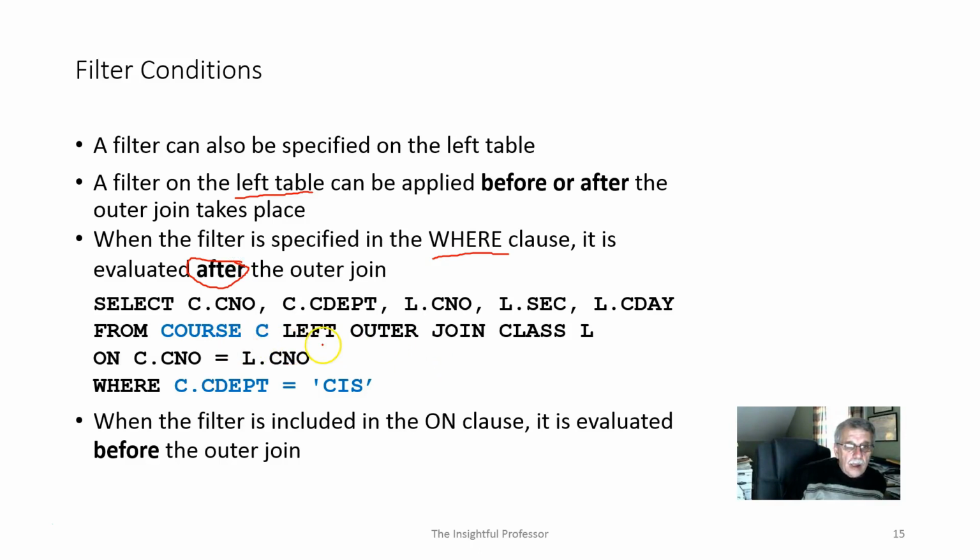So here the left table is course, and we're doing a left outer join. So here's your join condition, and then we're doing a filter on the course table in the where clause. So this is saying do the outer join and then afterwards filter out the CIS department. Whereas in the other case, if we put the filter in the on clause, we filter out the department of CIS before doing the outer join.